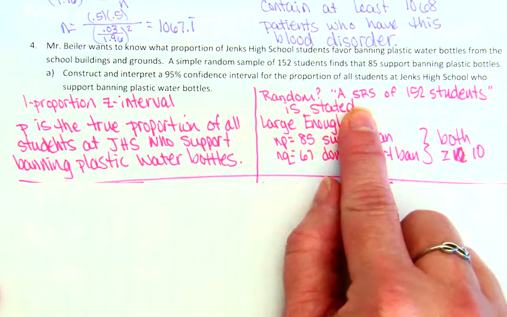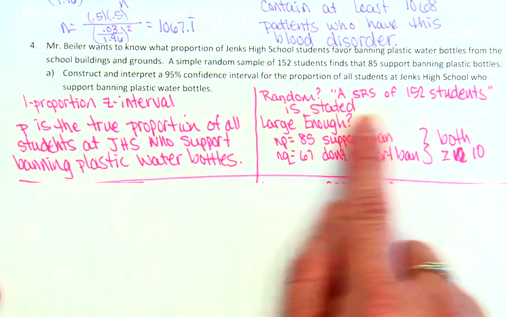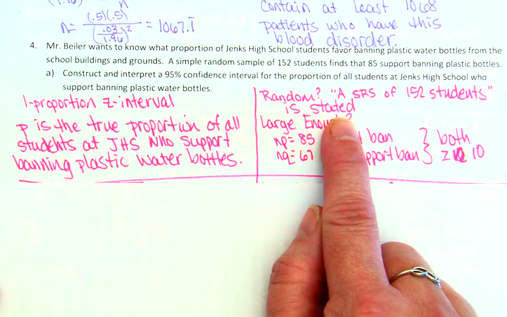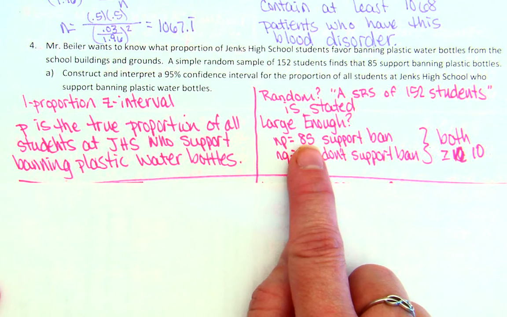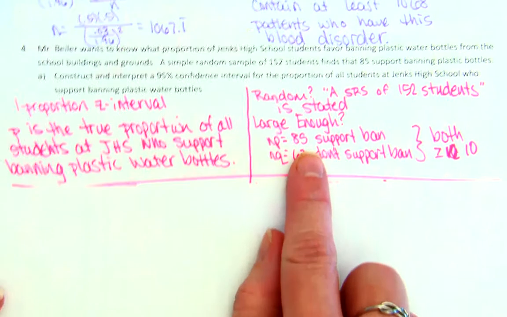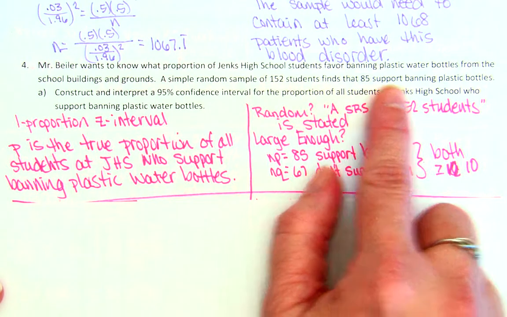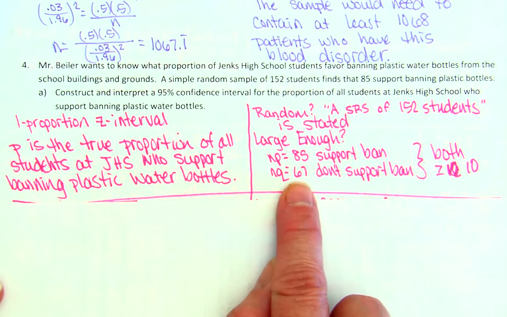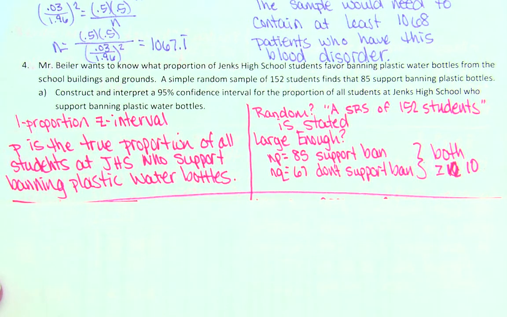And then the randomization, it told us a simple random sample of 152 students. So I just quoted that as stated. So that's how I knew it fit the condition. And then is it large enough? And we need to know how many support the band and how many don't. So I just said 85, because it told us 85 students support the band. So 85 support the band, 67 don't. Both of those are at least 10.